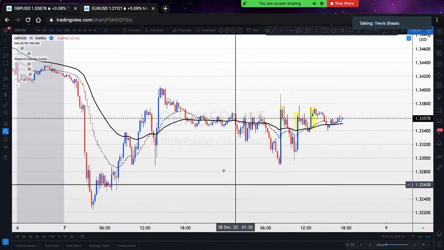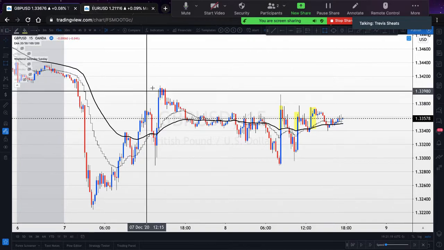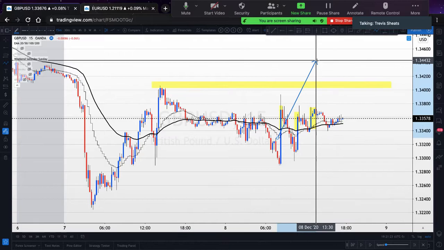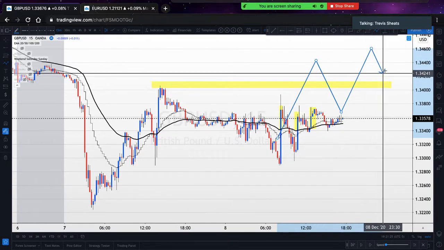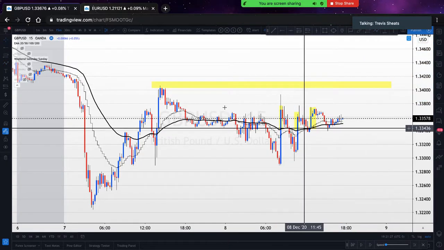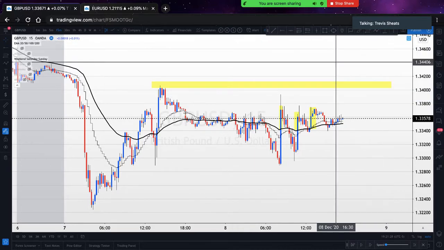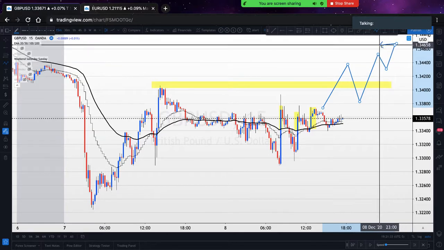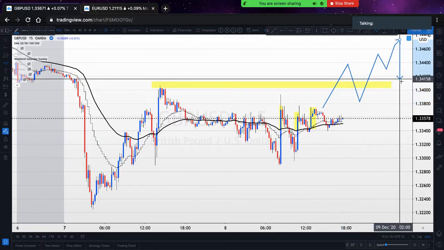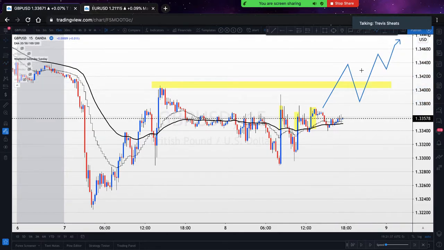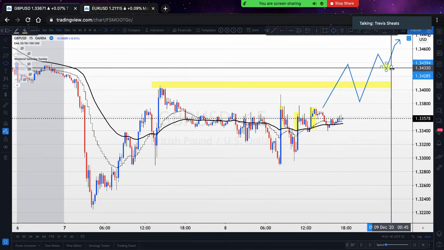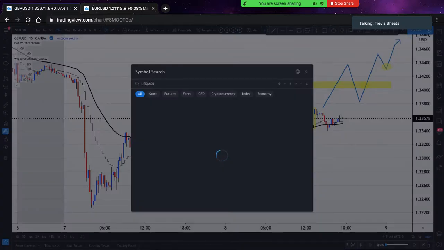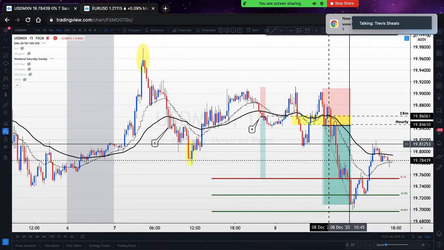So I probably would not be trying to buy until price broke above here and did something like this. Then you would catch the trend, and I would be buying somewhere in here or in here. But nonetheless, I'm going to keep going. I'm going to show you this one last pair, and then I'm going to go on about my day.